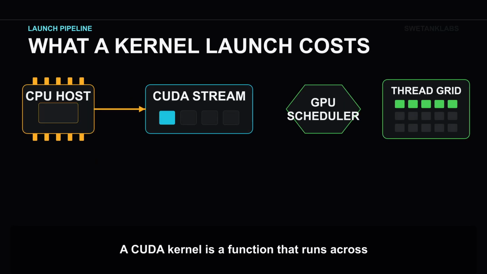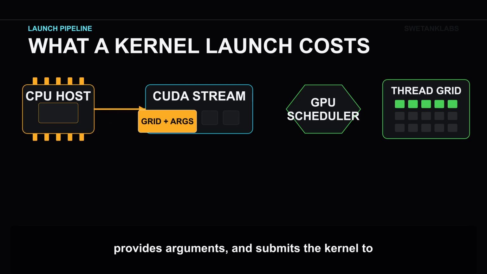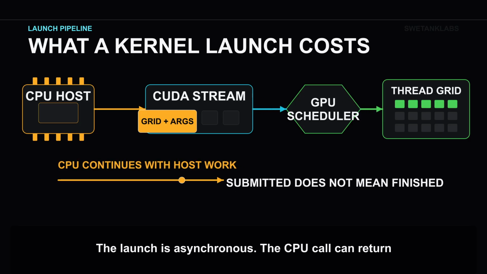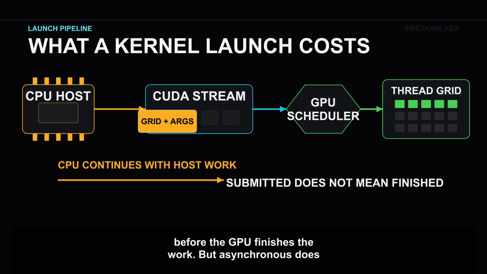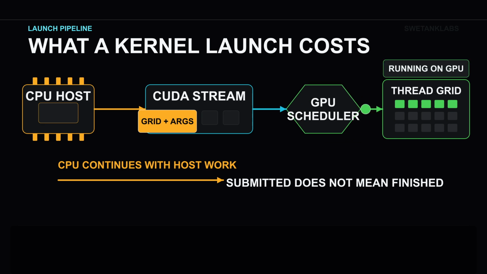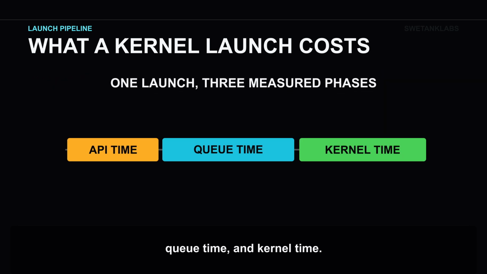A CUDA kernel is a function that runs across many GPU threads. Your CPU side program configures a grid, provides arguments and submits the kernel to a CUDA stream. The launch is asynchronous. The CPU call can return before the GPU finishes the work. But asynchronous does not mean free. The runtime processes the launch, the work may wait in a queue, and the GPU executes it. Nsight Systems separates this into API time, queue time, and kernel time.